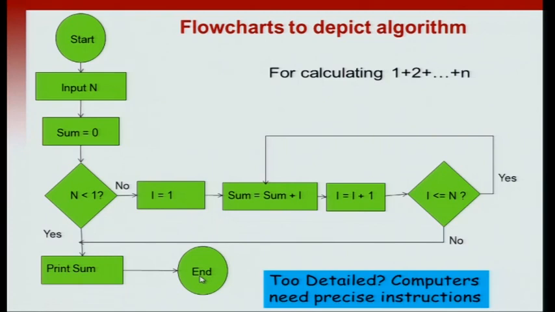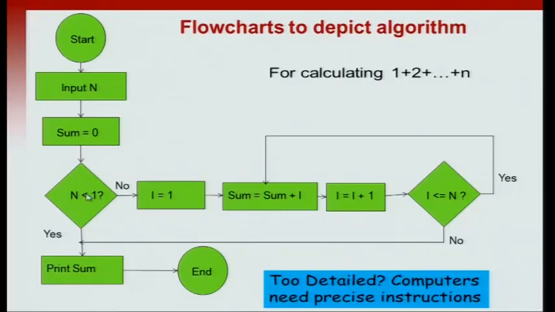Okay, so this is a very simple flowchart. So initially, if n is less than 1, you have nothing to do. If n is greater than 1, you start a counter from I equal to 1 to n and add the numbers one by one until you hit the nth number.